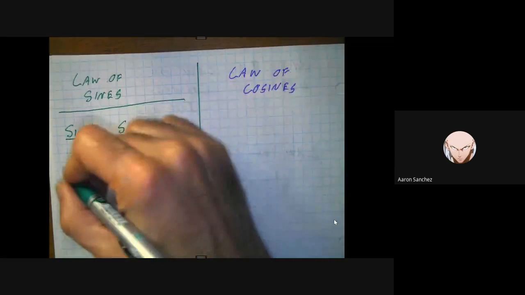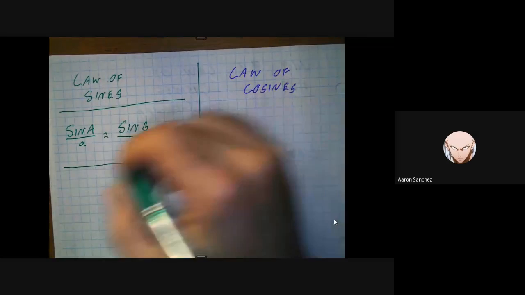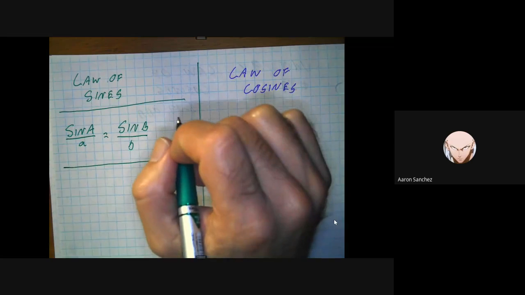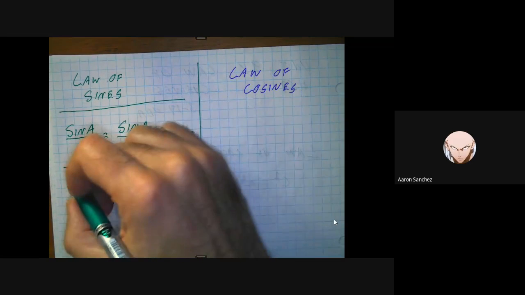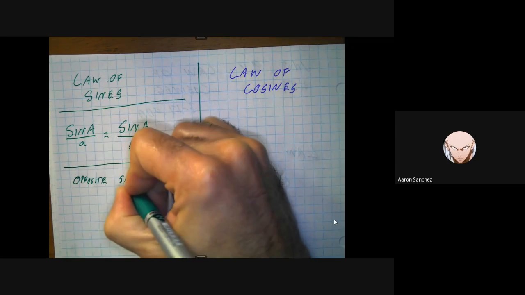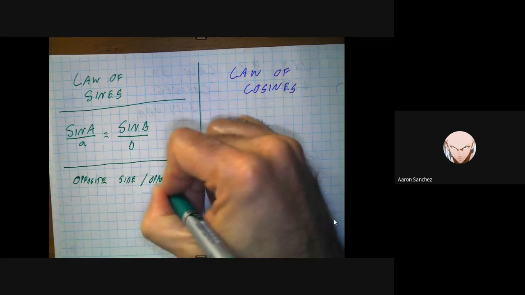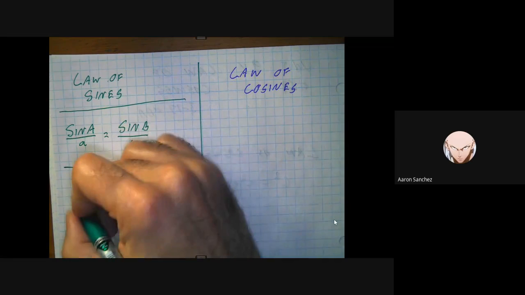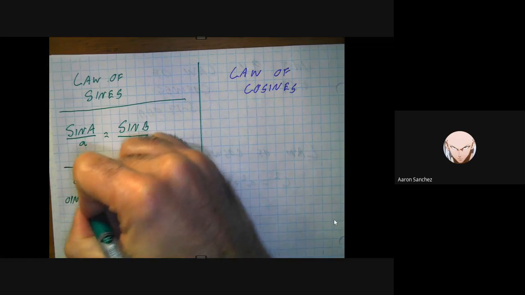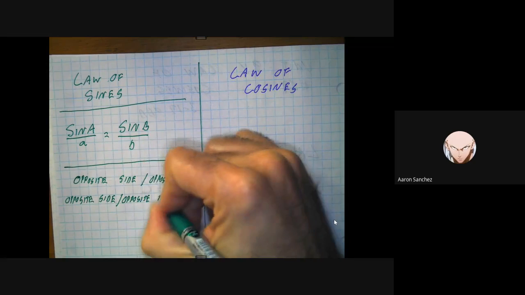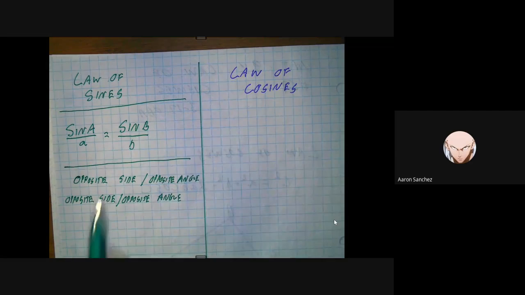So with the law of sines, we are working with 4 parts. There are 4 things that we have here, but one's unknown. What we're working with is an opposite side, opposite angle, and another opposite side, opposite angle. Okay, so you have an opposite side, opposite angle, opposite side, opposite angle. Then you know you're working with the law of sines.